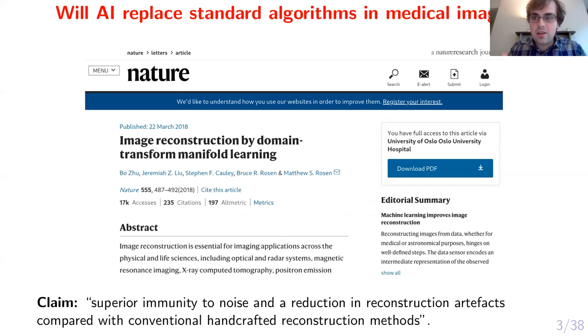I'm gonna particularly look at it in the context of imaging, medical imaging, and various optimization problems that arise through that. So this is a paper that appeared in Nature a few years back, where they trained a neural network to do MRI reconstruction end to end. So you'd feed the samples, you can think of it like a subsampled Fourier transform or something like that, and then you try and reconstruct the image of a brain or another part of the body. And one of the claims made in this paper was that this training method would give you superior immunity to noise and reduced artifacts compared with standard handcrafted reconstruction techniques. So we're gonna test this claim later on in the talk through some numerical examples.